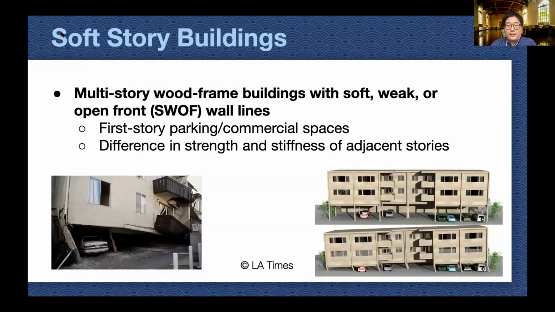So what exactly is a soft story building to begin with? Soft story structures are officially defined as multi-story wood frame buildings with soft, weak, or open front wall lines, where the ground floor wall density is much lower compared to the other stories. This results in a significant difference in strength and stiffness between the first story and the adjacent stories, and it renders the structure very prone to collapse during an earthquake.